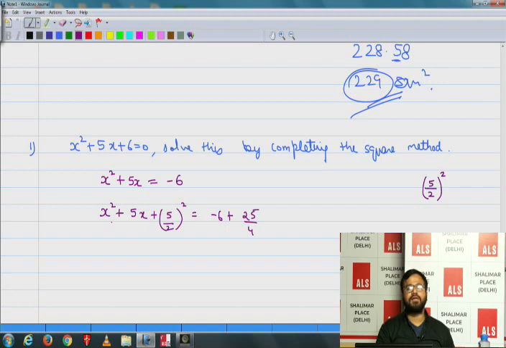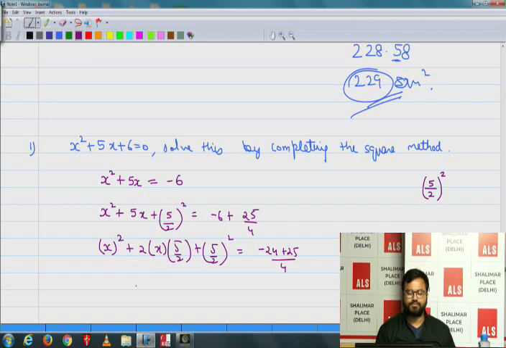On the left hand side, this is a square, or we can write it in the form a square plus 2ab plus b square. Right hand side is minus 24 plus 25 divided by 4. So it is a square plus 2ab plus b square, which is a plus b whole square.